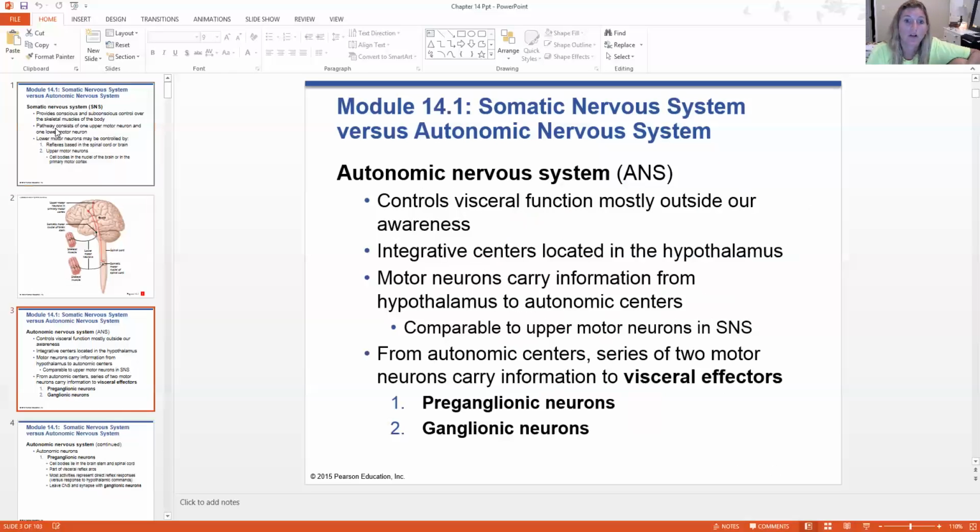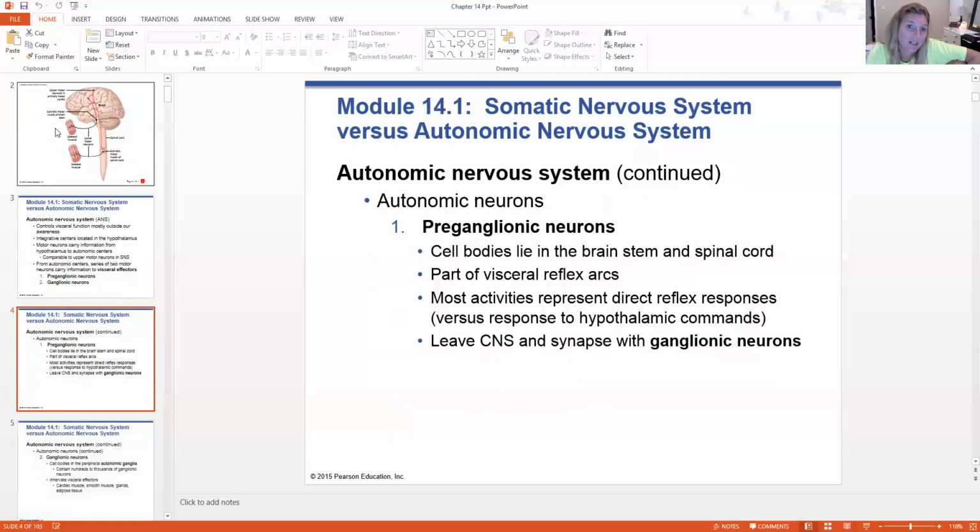This is our visceral, mostly outside of our awareness, not in our conscious control or regulation. The motor neurons carry out information that comes from the hypothalamus and all of the other autonomic centers of our brain. They're basically comparable to the upper motor neurons of the somatic motor system or somatic nervous system. Our autonomic centers basically have a series of two neurons. Instead of having an upper and lower motor neuron like in the somatic nervous system, we have a preganglionic neuron and a ganglionic neuron. It's the same idea, that's just what they're called.